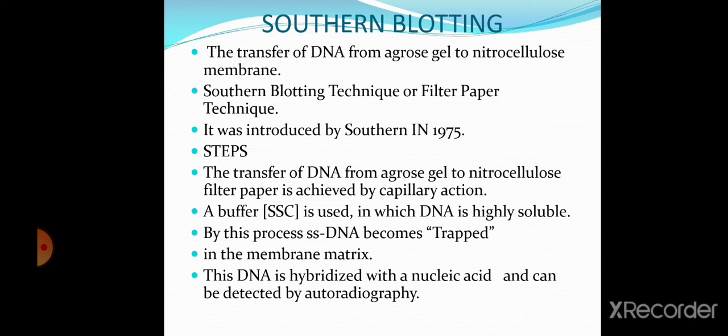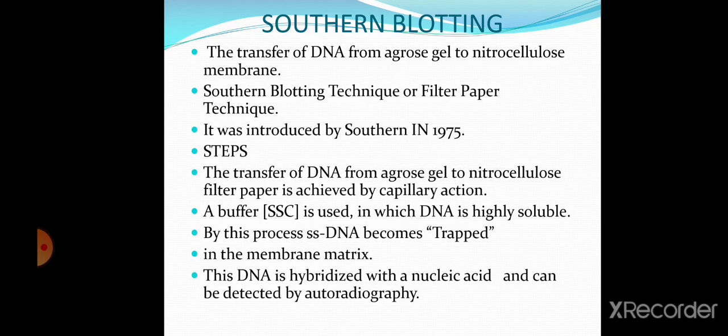Steps. The transfer of DNA from agarose gel to nitrocellulose filter paper is achieved by capillary action. What is capillary action? It occurs in a narrow tube. So using this capillary action, we transfer the DNA from agarose gel to the nitrocellulose. Then a buffer is used. The buffer used here is sodium saline citrate. This is a solution used to stabilize the pH.